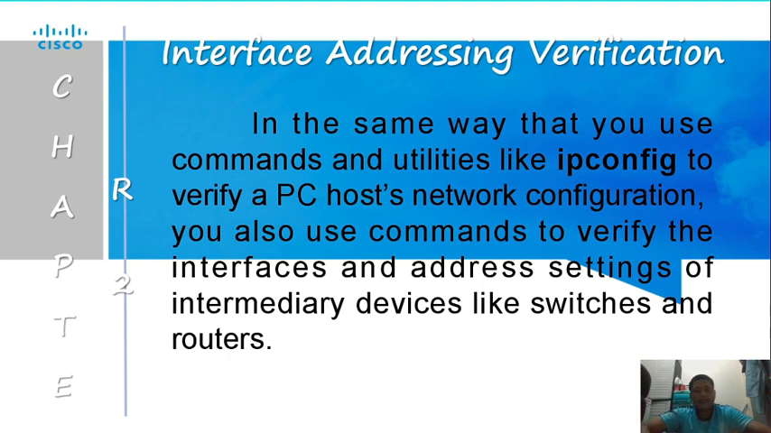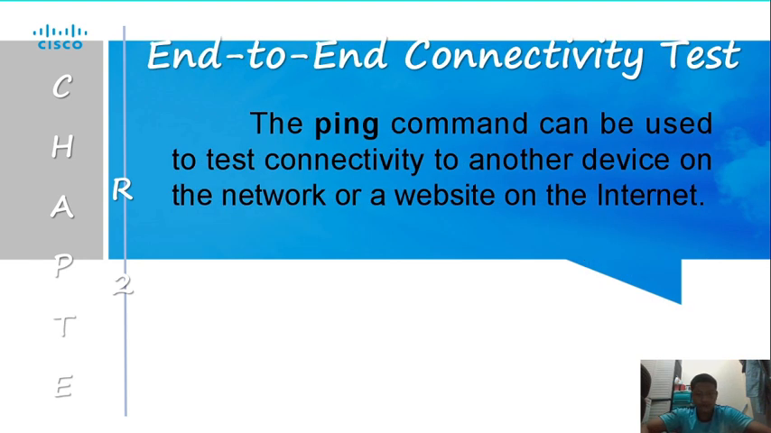So, interface addressing verification. In the same way that you use commands and utilities like ipconfig to verify the PC host network configuration, you can use commands to verify the interfaces and address settings of intermediary devices like switches and routers. End-to-end connectivity test. The ping command can be used to test connectivity to another device on the network or a website on the internet. So this is the meaning of end-to-end connectivity.